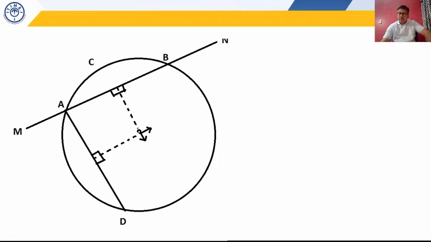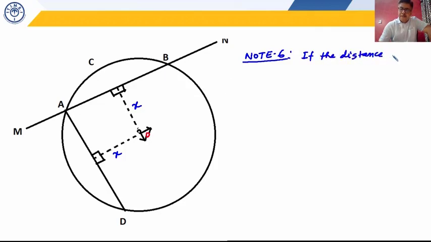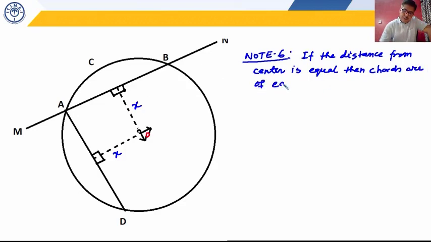Now, one step further, this is note 6. Let's say this is your center and these are the perpendicular bisectors. So let's say this length is equal to this length. If this is x and this is x, if the distance from the center is equal, then the chords are of equal length. Again, this relation is if and only if correct.